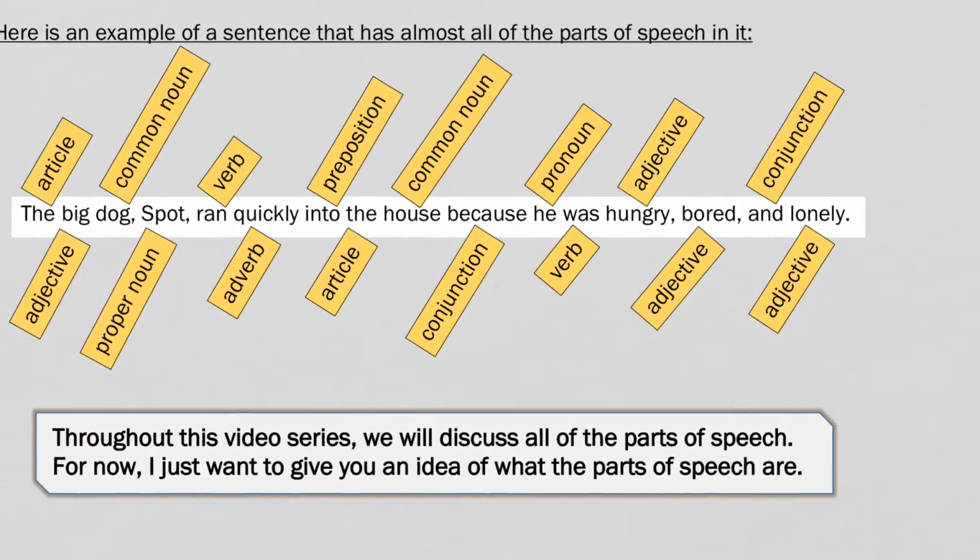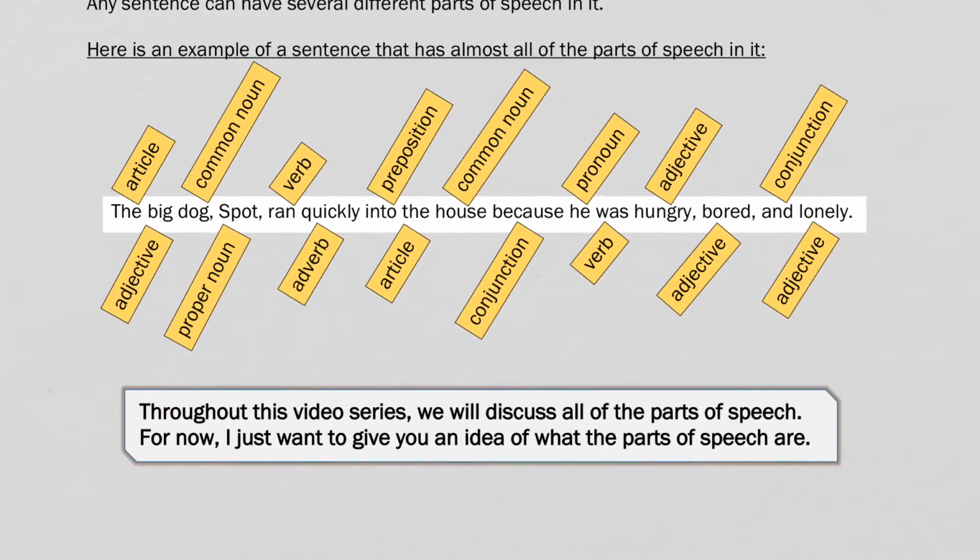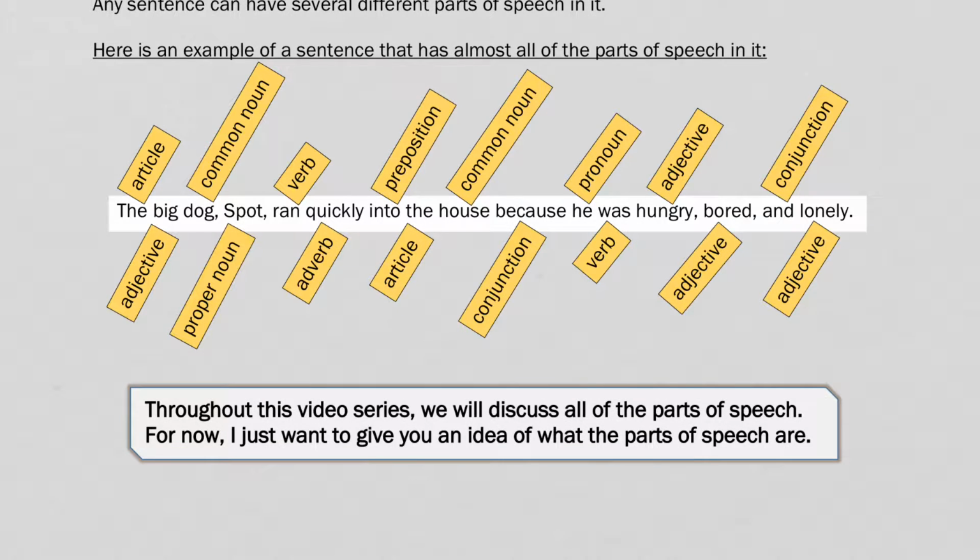So let's look at this beautiful long sentence that I have. The big dog, Spot, ran quickly into the house because he was hungry, bored, and lonely. So if we look at each word, one word at a time, look at the first word, the. That's called an article. Right? Articles usually go before nouns.